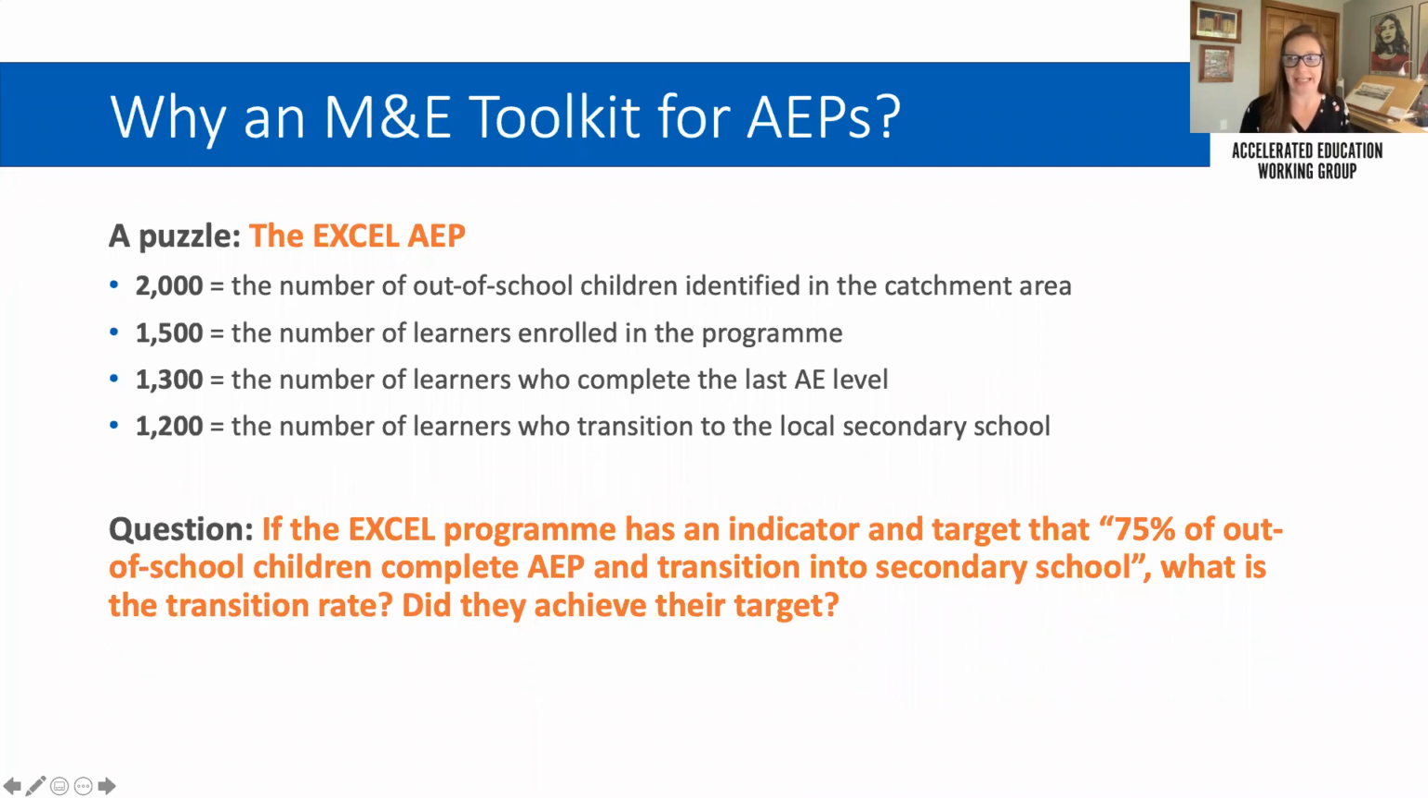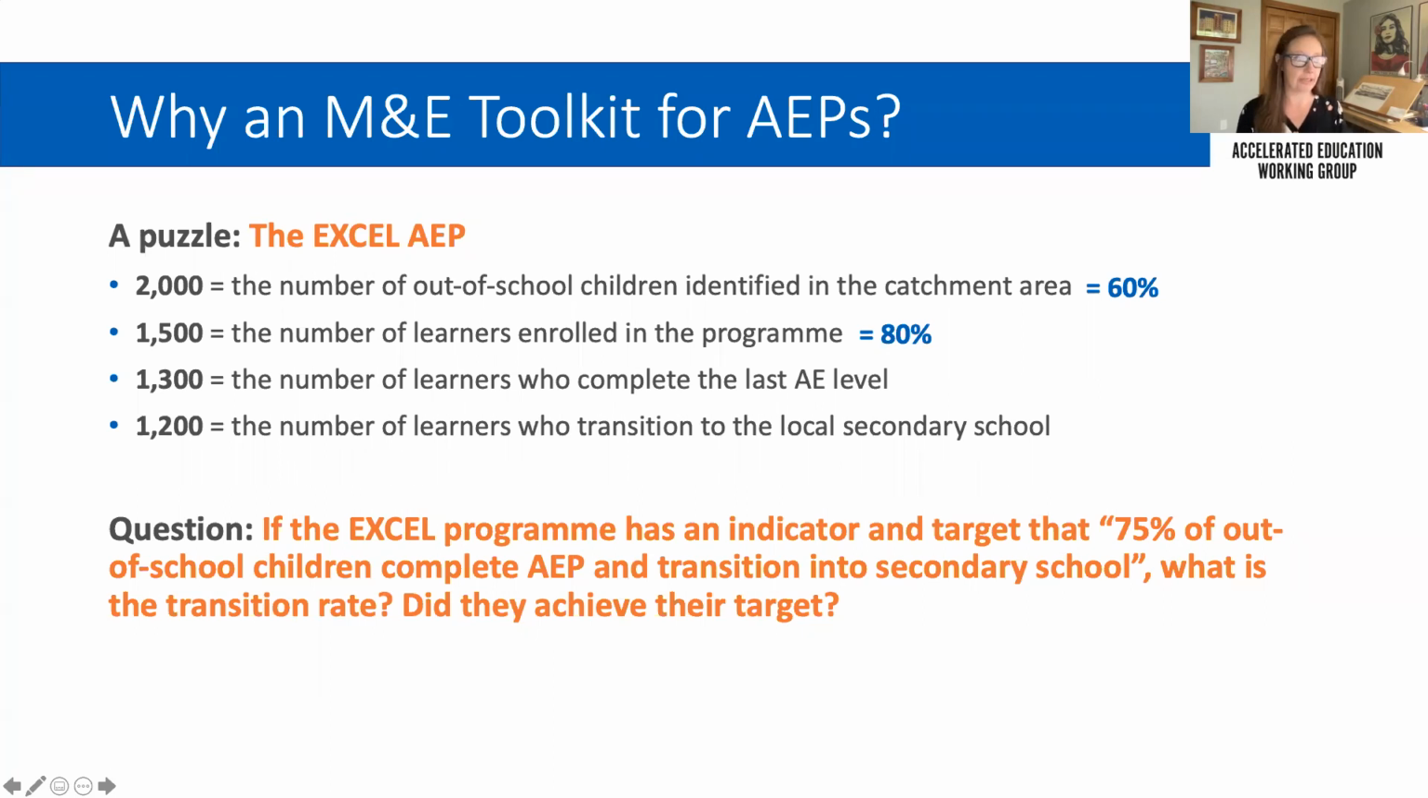So yeah, my answer to this was that it really depends, and it depends on how we calculate it. To me, it's not particularly clear based on the question that I asked, which was the intent. It was a bit of a trick question, but a lot of you answered thinking about it in this first way: if we calculate the indicator based on the total number of out-of-school children in the catchment area who we're trying to reach, we see that we only helped 60% complete AEP and transition into secondary school.